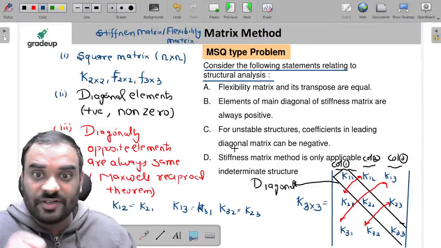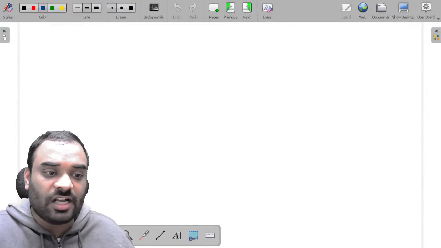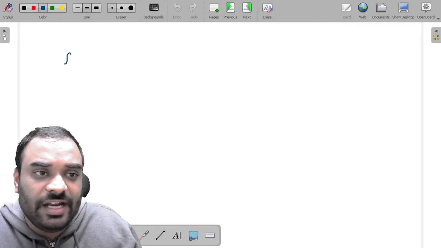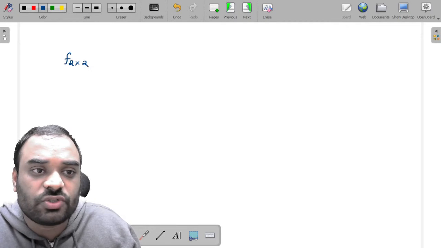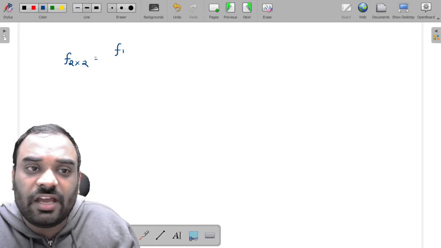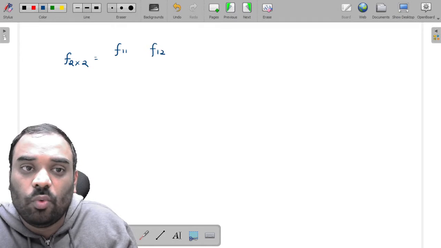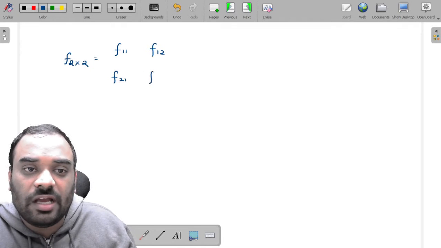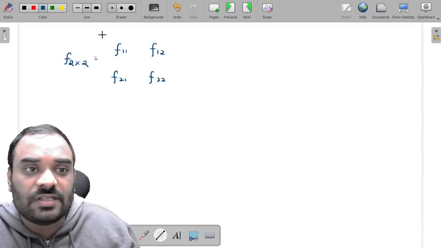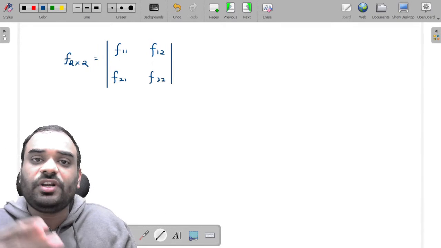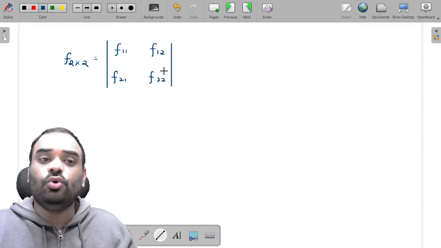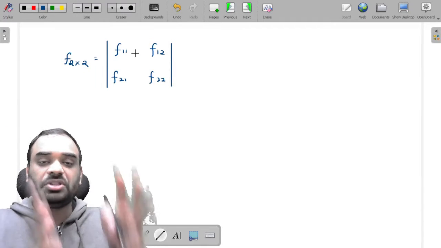Let's understand, my friends. What do you mean by transpose? You know that. Let's suppose if we write a flexibility matrix whose order is 2 cross 2. What are the elements? F11, F12, F21 and F22. So this is our flexibility matrix. If you take the transpose, what you have to do? You have to just interchange row with column, right?